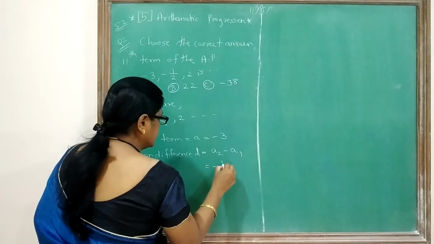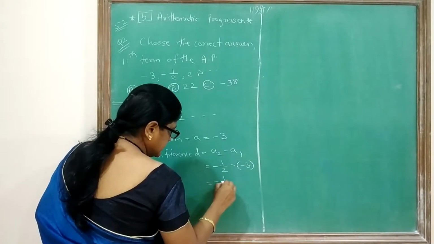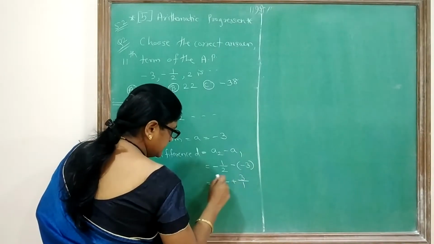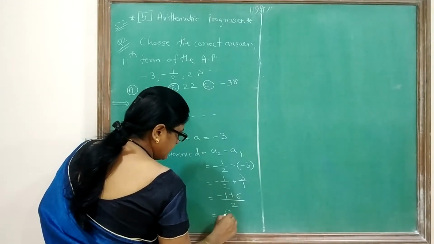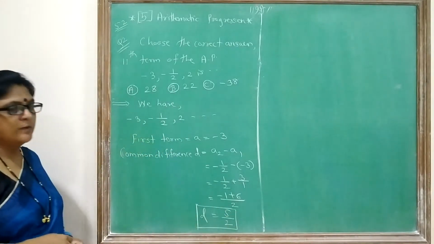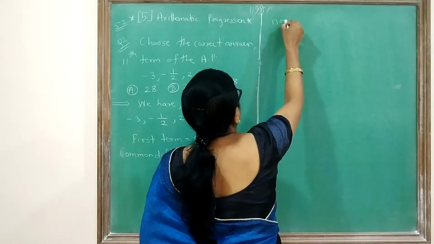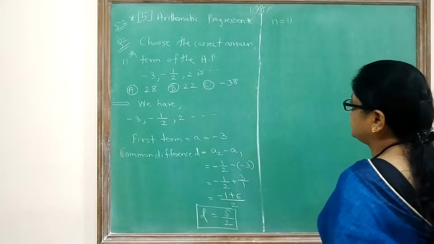That is minus 1 half minus minus 3. Then you will get minus 1 half plus 3 by 1. Then you will get minus 1 plus 3 2s are 6 divided by 2. Then 5 by 2. Means your d is what? 5 by 2. And n means what? 11, because the 11th term is asked.